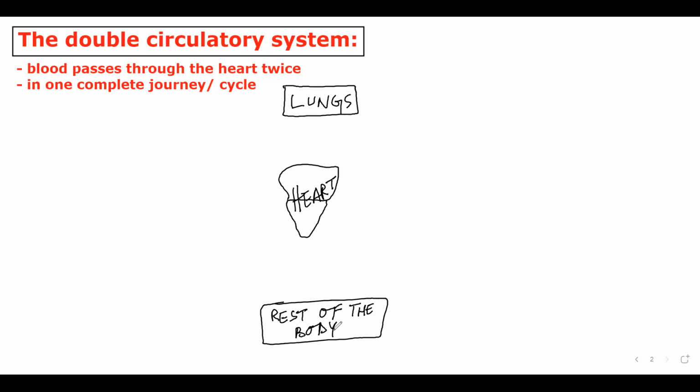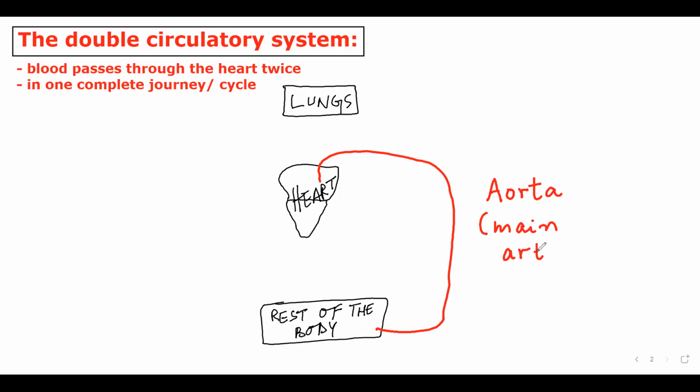So here now, what will happen? From the heart, which artery? Here, the main artery, the aorta, is going to carry oxygenated blood to the rest of the body. Aorta, which is the main artery. Remember that. The aorta, main artery, is going to carry oxygenated blood from the heart to the rest of the body. Now here in the rest of the body means body cells, right?